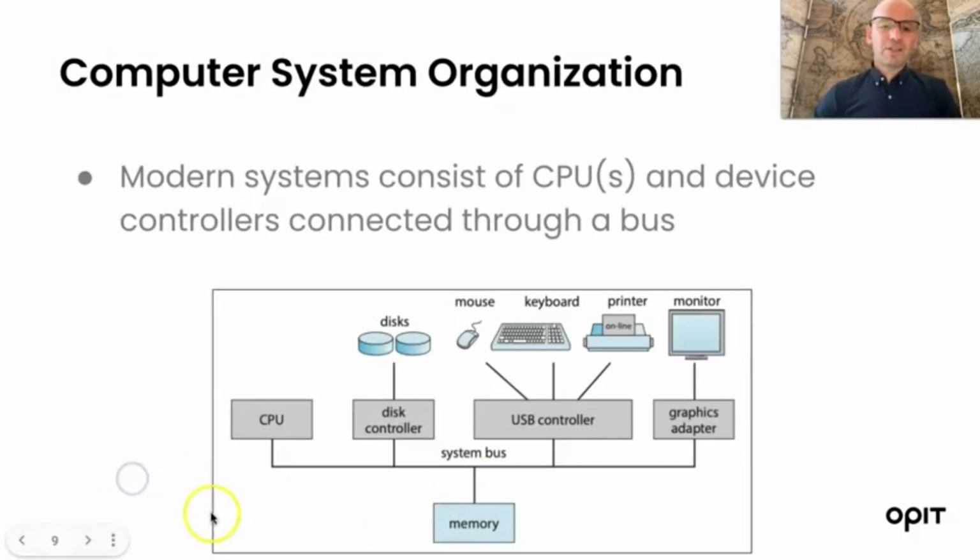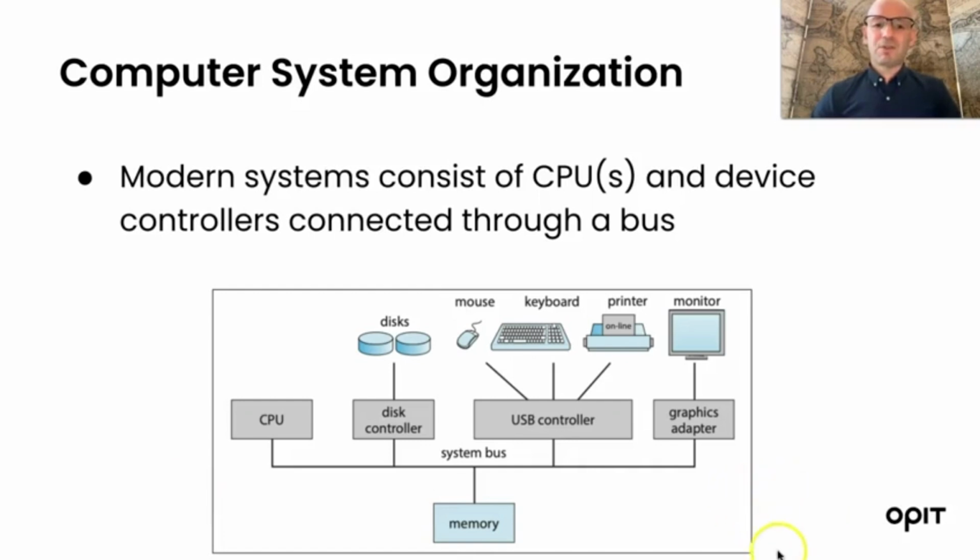So computer system organization: modern systems consist of CPUs and device controllers connected through a bus. So we have CPUs, disk controller, USB controller as an example. So a USB controller might handle multiple devices, a mouse, a keyboard, a printer. We have some sort of a monitor with a graphics adapter. Graphics adapters have become very advanced over time. And then you can see the system bus connects them all, for example, to memory. So modern systems are all connected through a bus.